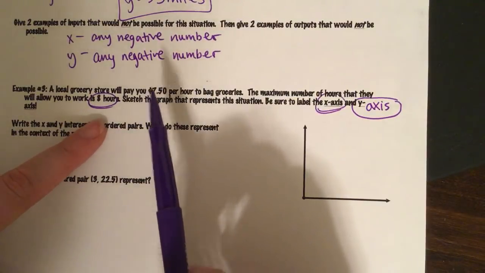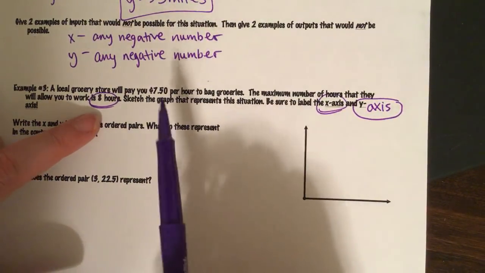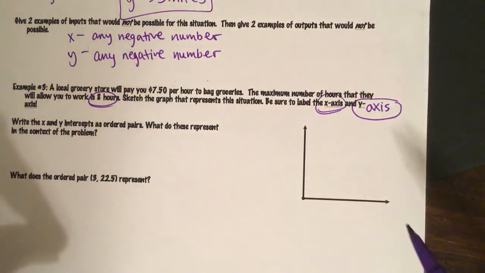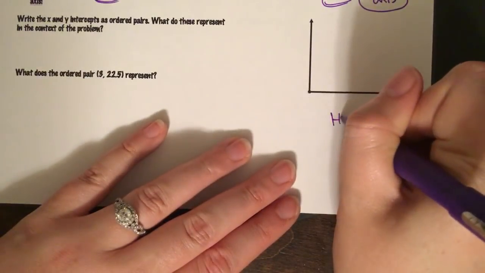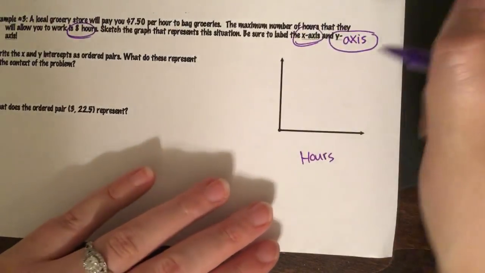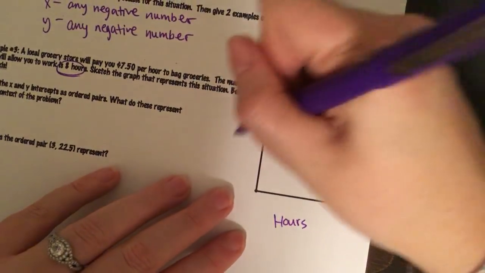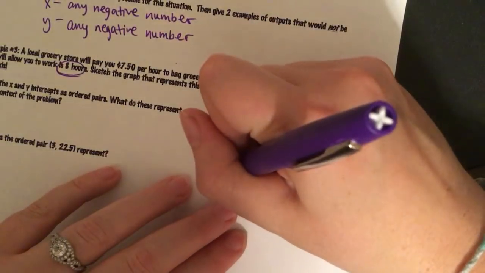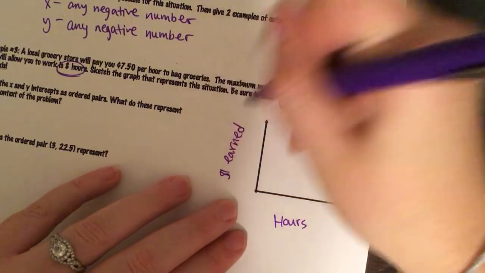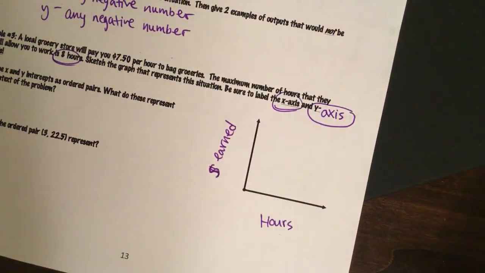So we need to think about what's going to be our independent and dependent variable here. Well, the amount of money you get paid depends on how many hours you worked, right? So hours is going to be the independent, the unchanging variable, and then the variable that does change is going to be the money earned.